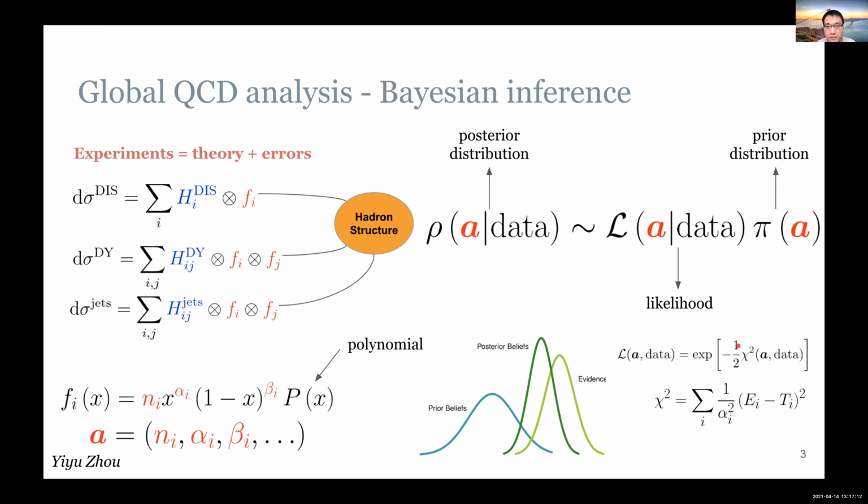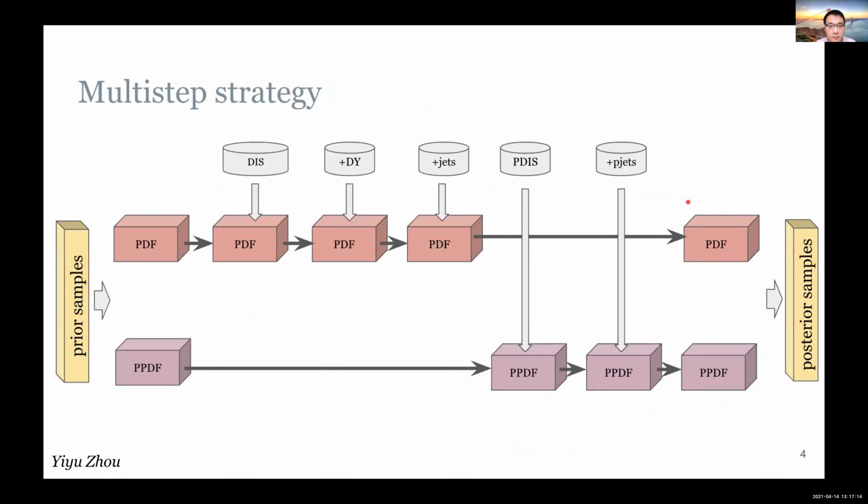Okay, so apart from the Bayesian inference, we also implement this multi-step strategy, which means we are not going to feed all the data into the fit at once. Instead, we start with DIS and then we add Drell-Yan and jets. And at this point, we keep the unpolarized PDFs fixed. And then we add the polarized DIS and polarized jets to fit the polarized PDFs. And then at the last step, we will release all the distributions and fit them simultaneously.